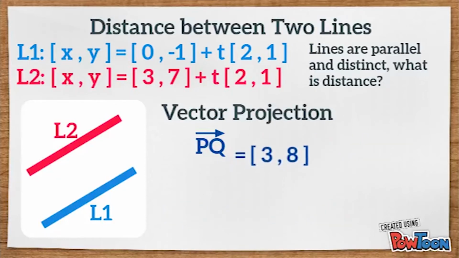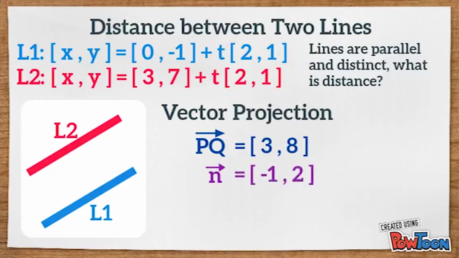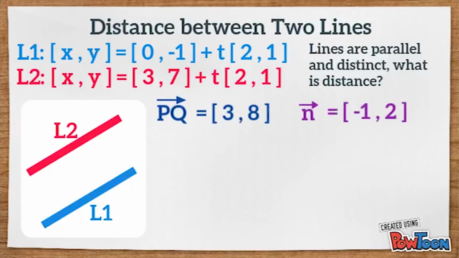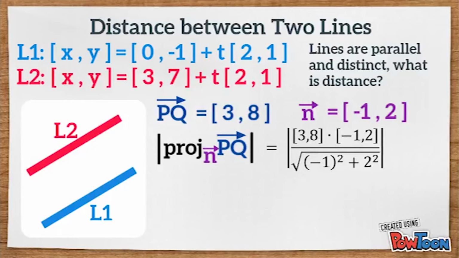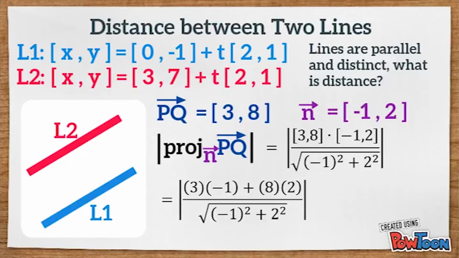Then, a normal can be found using a method previously mentioned in this video. We take the direction vector (2, 1) and swap the x value and y value, then add a negative sign to one of the values. So, vector n can be (-1, 2). Now, we are ready to calculate the distance between L1 and L2. The distance will be the projection of PQ onto n. So this will be equal to the dot product of (3, 8) and (-1, 2) divided by the magnitude of n, the square root of negative 1 squared plus 2 squared. In decimal form, the distance between L1 and L2 is about 9.8.